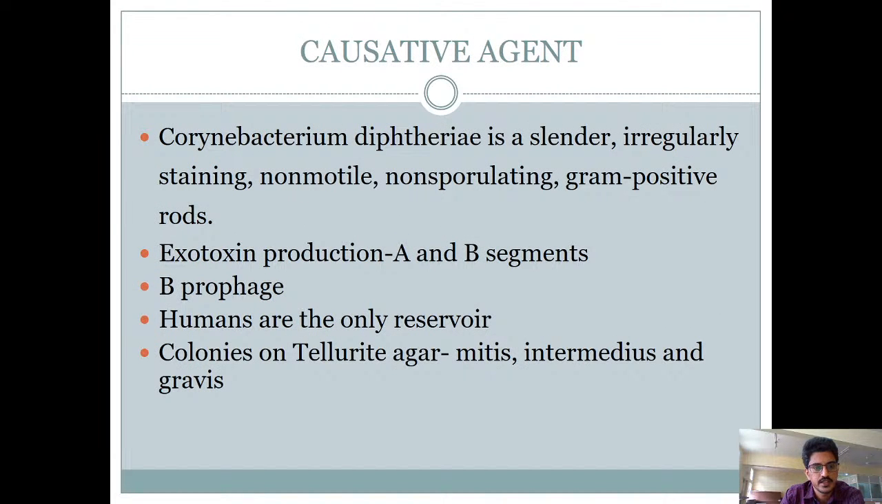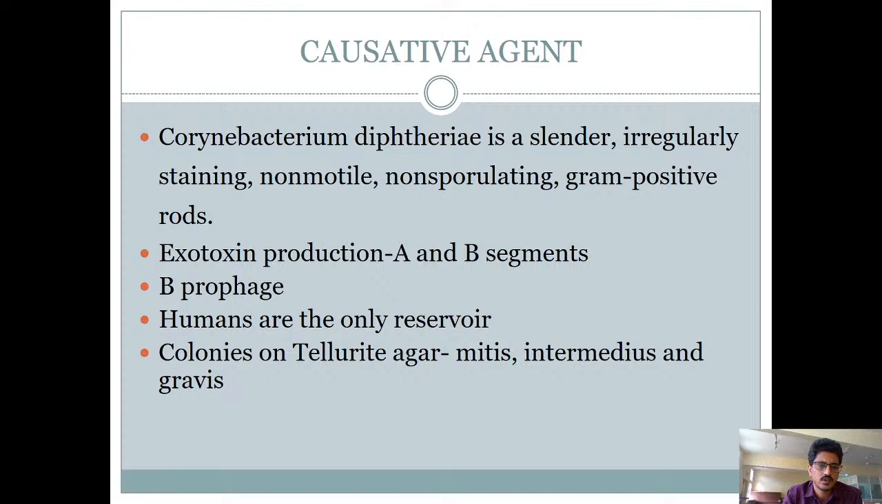So the causative agent is Corynebacterium diphtheriae. The slender, irregular staining, non-motile and non-sporulating gram-positive rods. It produces exotoxin with components A and B. A is the active and B is the binding site. B for binding. And humans are the only reservoirs.